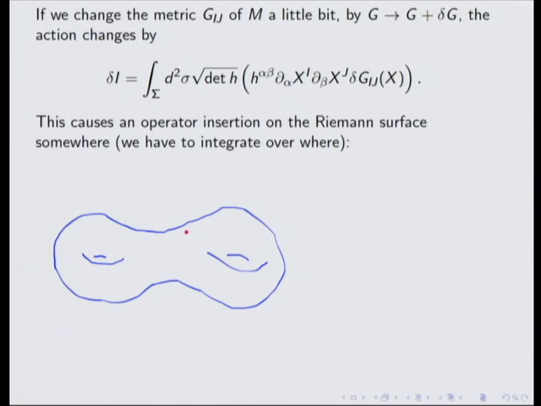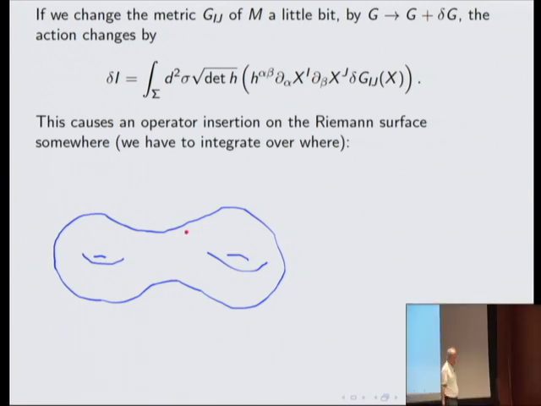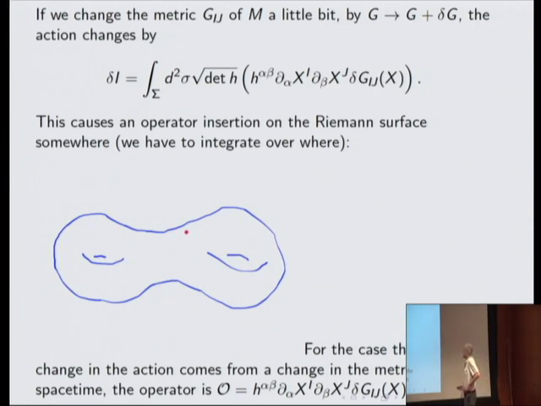So suppose we want to do string theory with a slightly different metric. Well, that means that the action that we use in the string path integral is a little bit different. And so we have to include in the path integral a factor of delta I. Delta I is the integral of something over the string world sheet. So this is going to cause an operator to be inserted somewhere on the Riemann surface. So for the case that the change in the action comes from a change in the metric, the operator is this one, the integrand of the change of the action.